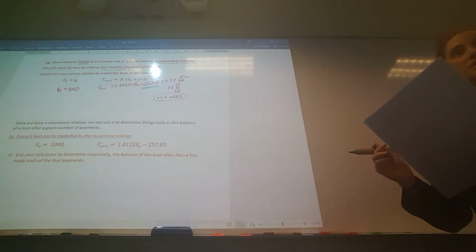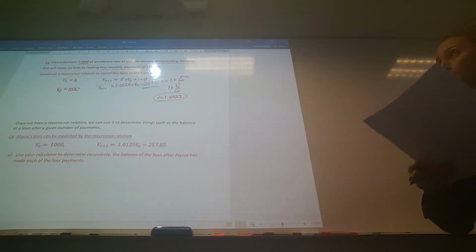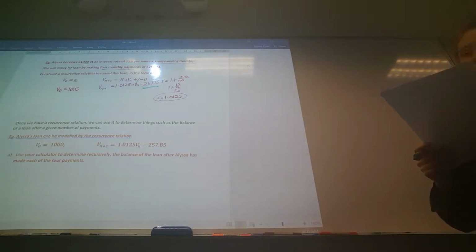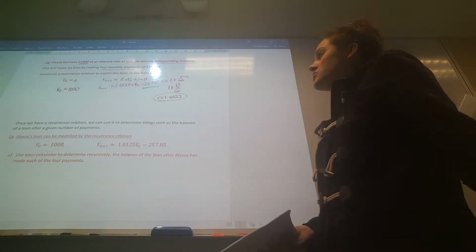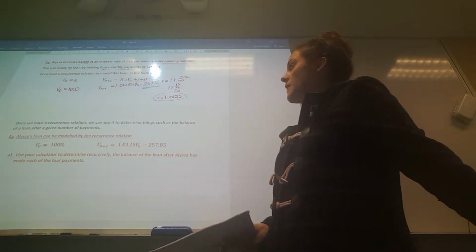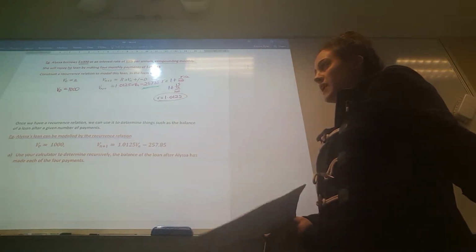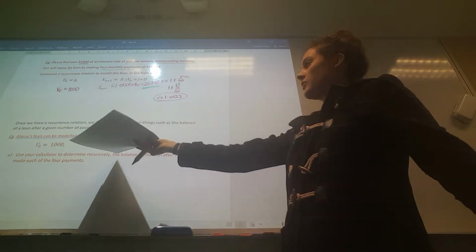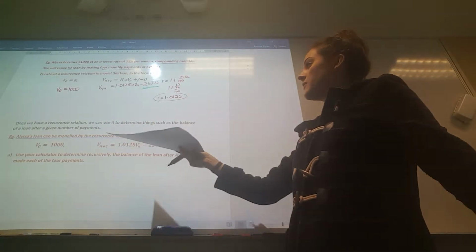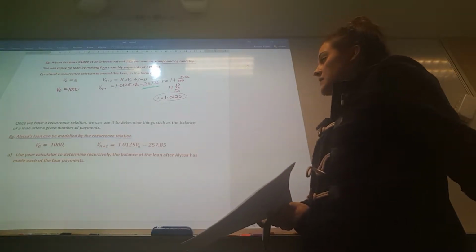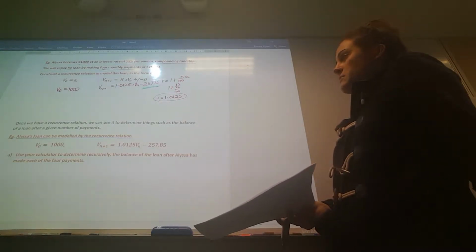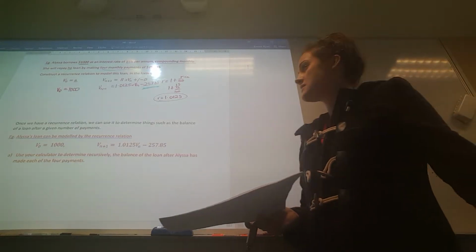Any questions? All good? Cool. So that's the recurrence relation. And so then we go down to the next question. Once we have a recurrence relation, we can use it to determine things such as the balance of a loan after a given number of payments. So we've got the recurrence relation down here, exactly the same as what we wrote up there. Use your calculator to determine recursively the balance of the loan after Alyssa has made each of the 4 payments.